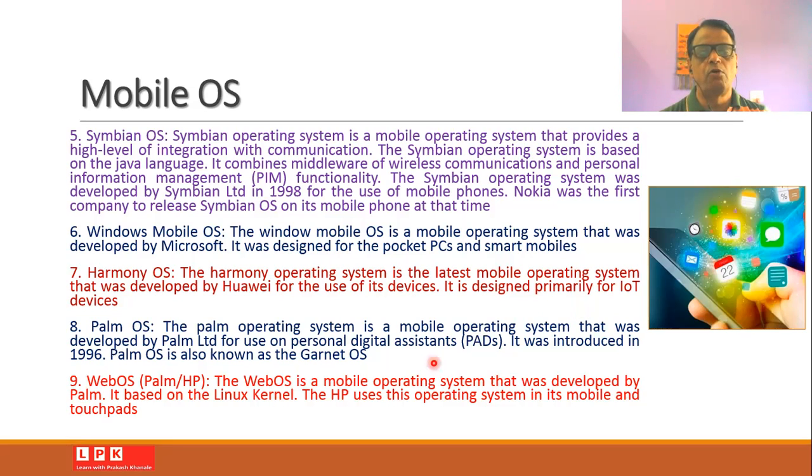Palm OS is another operating system, and this operating system was introduced in 1996, and it is also known as Garnet OS. Web OS is another mobile operating system that was developed by Palm. It is based on the Linux kernel, and the company HP, Hewlett Packard, makes use of this operating system in their mobile phones or touchpads.